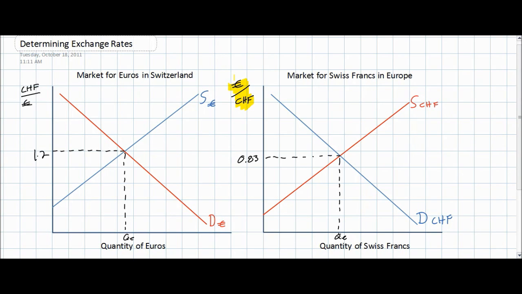The exchange rate is the euro value of francs. Therefore, we label it as euros over francs. In this case, we see that the value of a Swiss franc is only 0.83 euros. This is the inverse, you will notice, of the exchange rate in the market for euros.